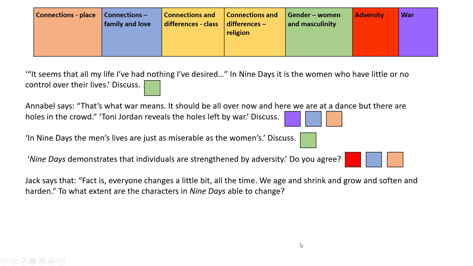Let's have a look at the next one. Jack says that fact is everyone changes a little bit all the time. We age and shrink and grow and soften and harden. To what extent are the characters in 9 days able to change? This is a hard question. It's hard because it actually cuts through everything. So I was starting to think about, okay, what characters change? What characters don't change? Ooh, what do all characters face?